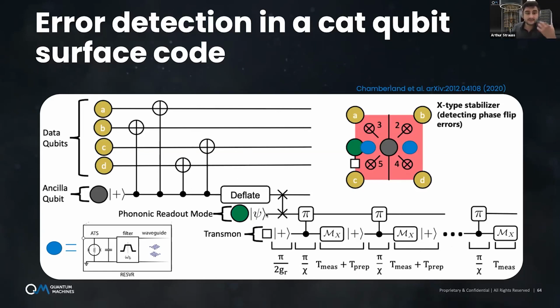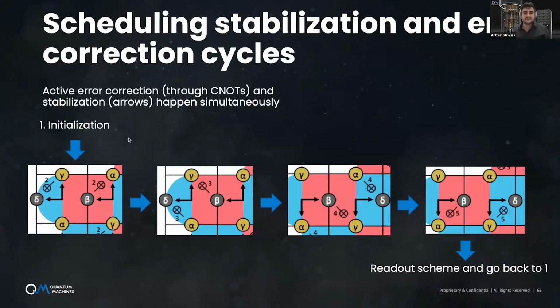Let's not forget that this is active error correction in the surface code. But behind the scenes, we also want to keep stabilizing each of the data qubits through the pumping by the ATS to protect it against bit flip errors. So we have all of this going on at the same time. And there is some kind of stabilization schedule that occurs in this case.